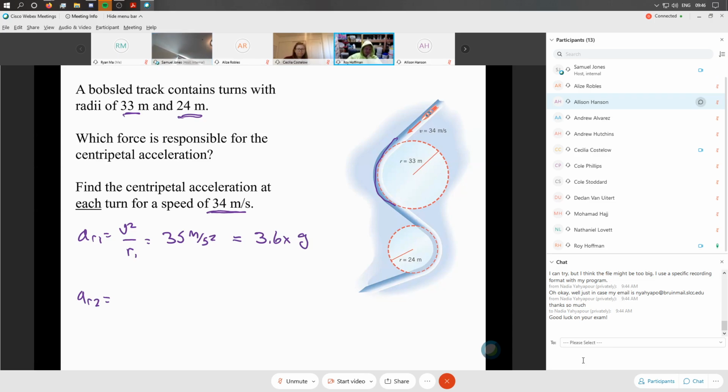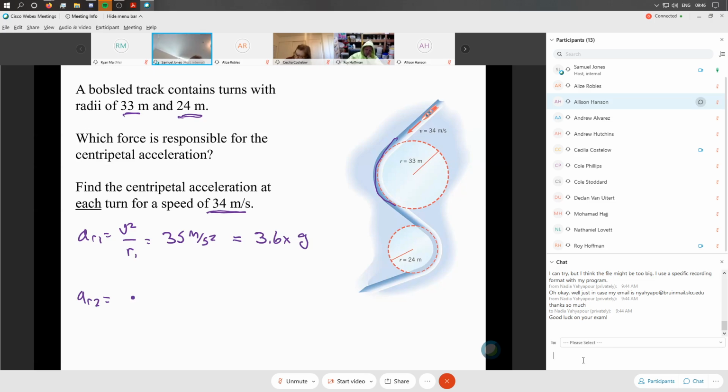Greater acceleration? Greater acceleration. Even though they're going at the same speed, they're taking a tighter turn. And you probably know this as well from driving, that the acceleration you experience going around a sharp turn is greater than the acceleration if you're taking a wide turn. Right? And that's what we're dealing with here.